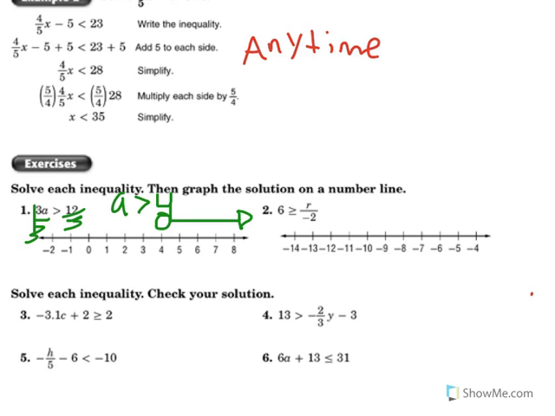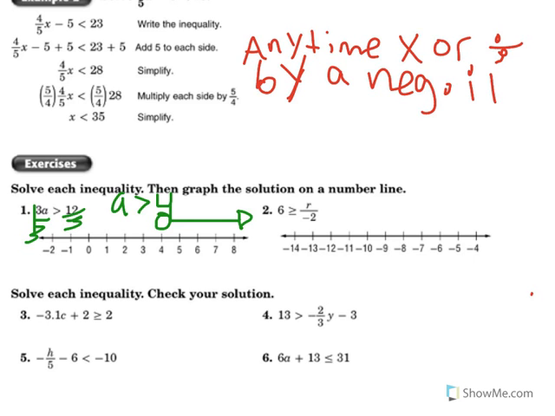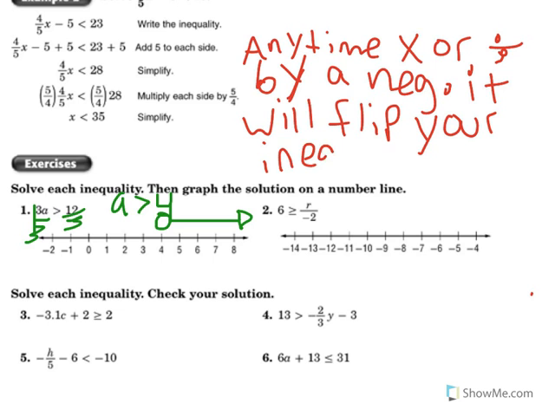you multiply or divide both sides by a negative, it will flip your inequality. That's what that says. Now, there's a couple ways to explain why, but essentially what's happening is if you didn't flip your inequality, the answer that you would get would be false. It would be the opposite.